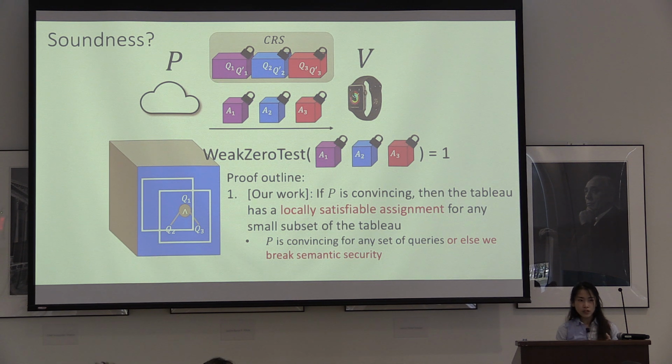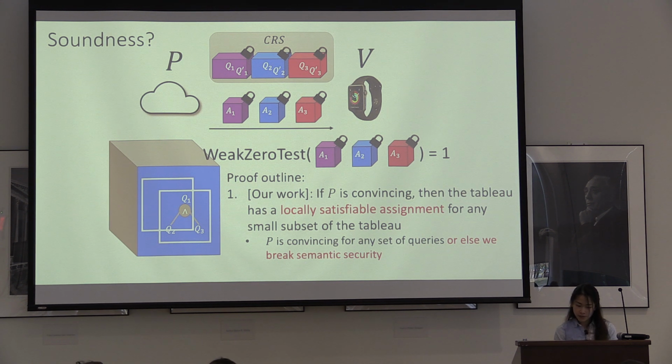And if he didn't send back accepting answers for, say, the Q prime set of queries, we could use the public verification algorithm to break semantic security, right? Because we could publicly verify and say in the second case, his answers are not accepting, so what's in the CRS must be Q prime. And this breaks the security of the encryption scheme. So we have a way to show local satisfiability, which just depends on the prover being convincing on average for random queries. And this will allow us to say that the tableau has a locally satisfying assignment for any set of queries, so for any window that we're looking at.